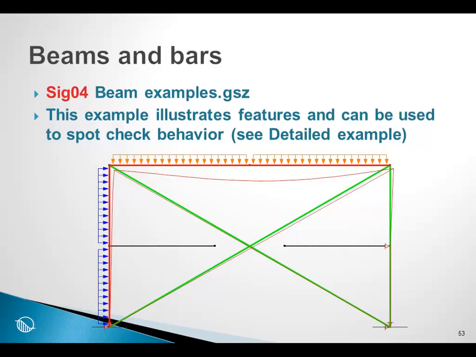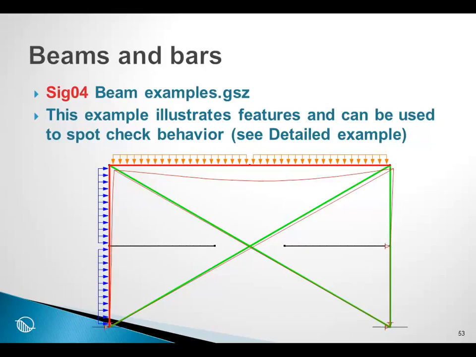This workshop example is based on one of our detailed examples that comes with a PDF document where all of the cases have been analyzed and verified with hand calculations. So if you're interested in the verifications for all the different cases in this file, I refer you to the detailed example. In the workshop here, I want to illustrate to you just a few highlights on the features of beams and bars and how they are used and defined in Sigma W.